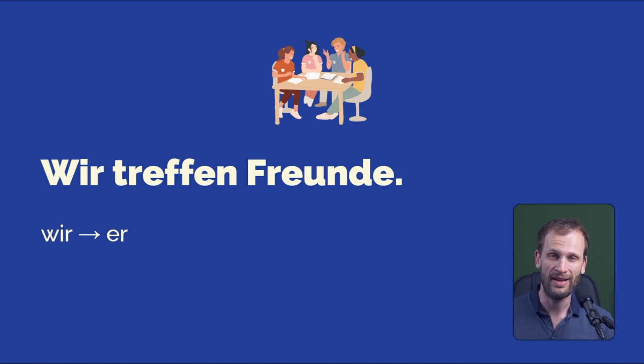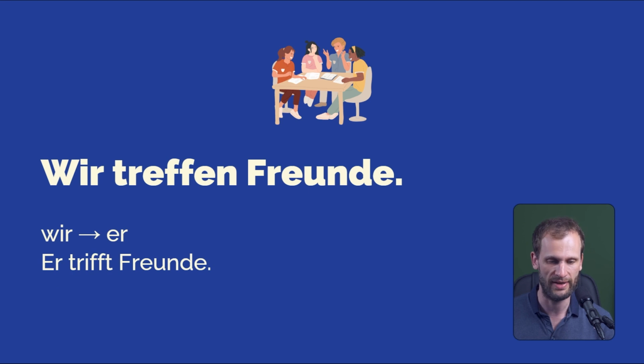"Treffen" is also an irregular verb. So that would give us "er trifft Freunde." He will meet some friends. "Trifft." "Ich treffe, du triffst, er sie es trifft." And as always, this change happens in the second and third person singular. Let's add the adverb "gestern." And this is now maybe the most difficult sentence, because for the first time in this exercise, in this video, I want you to form a sentence in the past tense.